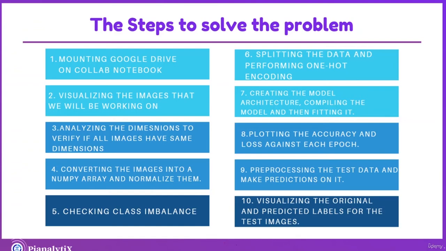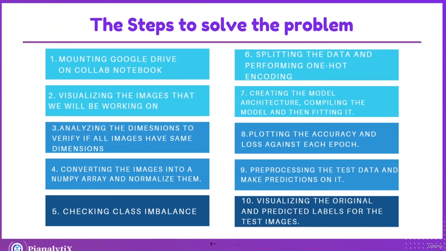The next step would be converting these images into a NumPy array and we will normalize them. After that, we will check for class imbalance, if all the classes have same data or not, all the classes have same images or not, same number of images. After that, we will split the data and perform one hot encoding on the target data.